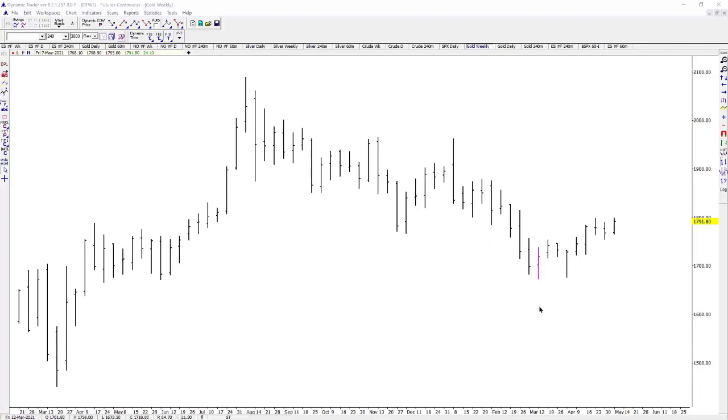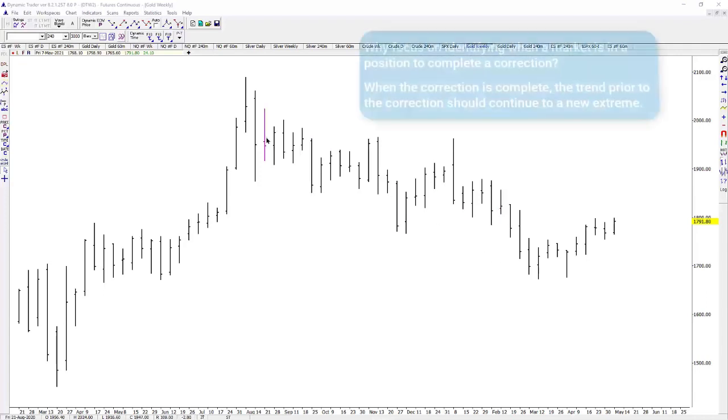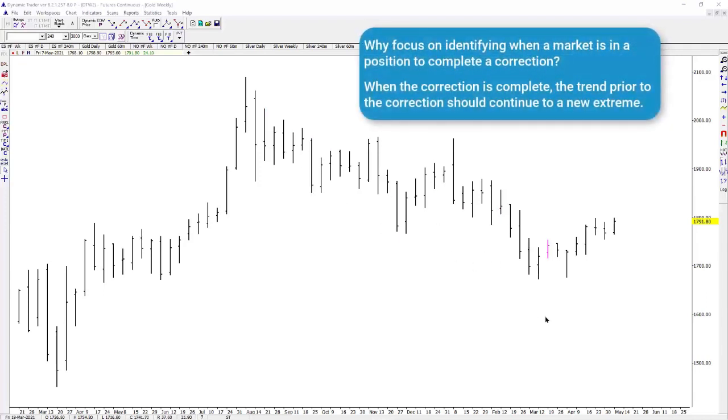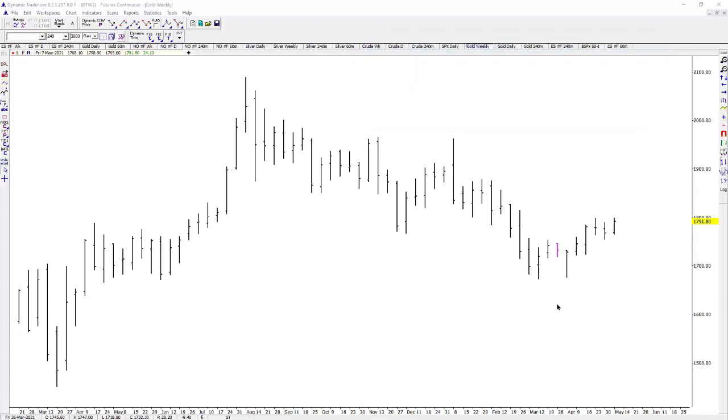It would really behoove us if we could understand both where we are in this correction and the conditions that would signal that the correction is complete. Because if this is a major multi-month correction to a major multi-year bull trend, what's going to happen when the correction's over? Well, more than likely, the bull trend is going to continue to a new extreme. So that's pretty significant. Okay, let's take a look and see what we've got here.